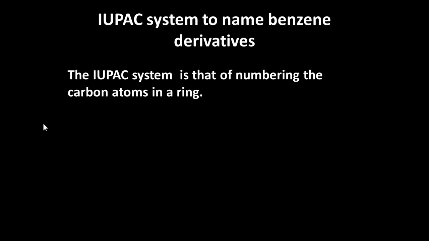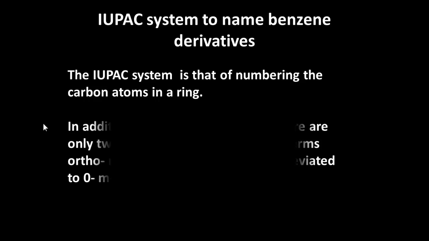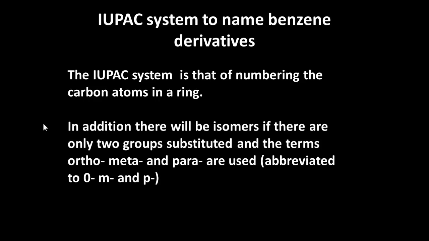So how will we use the IUPAC system then? Well, the IUPAC system looks at numbering the carbon atoms in a ring, and this is particularly important when we have isomers, because if you've got 2 groups being substituted in the ring, it depends on their position. We use the idea of ortho, meta and para. Let's see how this actually works.